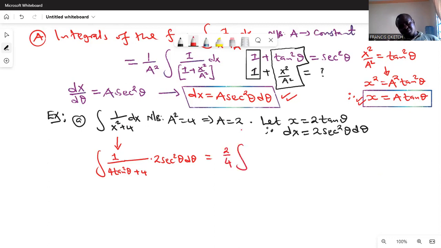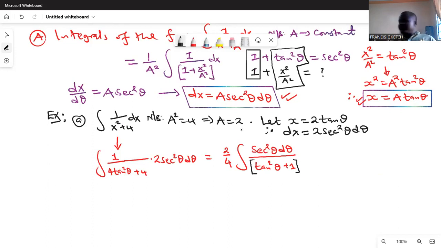Then what do we remain with? We remain with the sec squared theta d theta in the numerator. And our denominator is now tan squared theta plus 1. I hope that is clear to everyone. Now, what is tan squared theta plus 1? Go to our identity number 2. We said tan squared theta plus 1 is the same as sec squared theta.